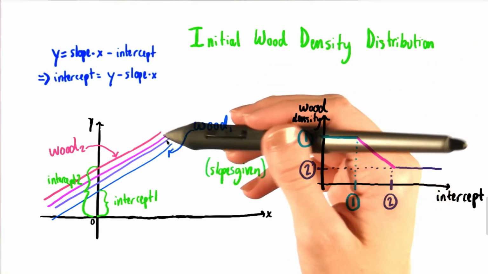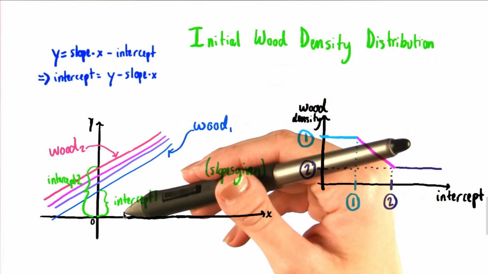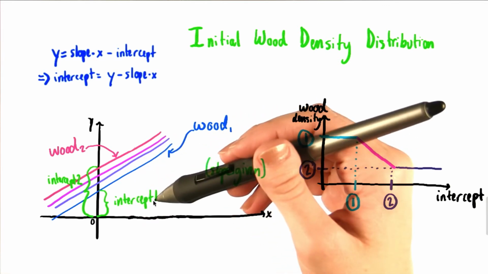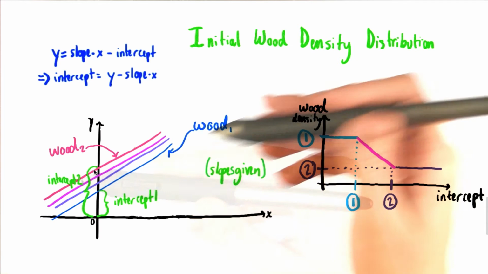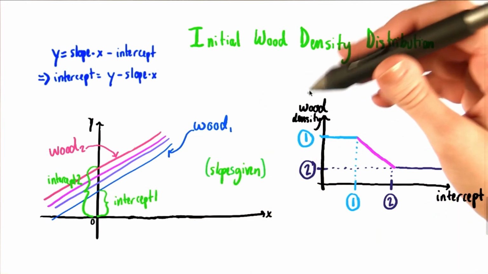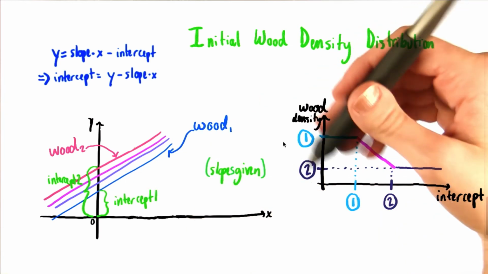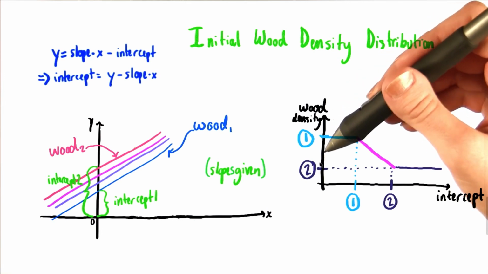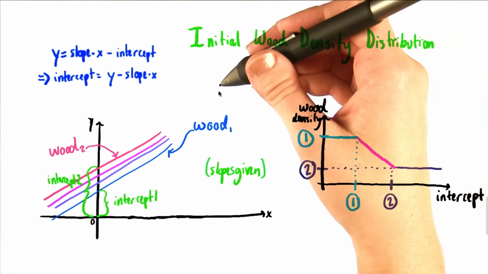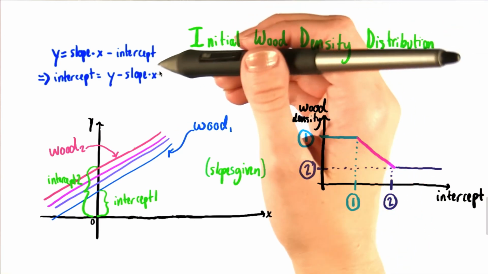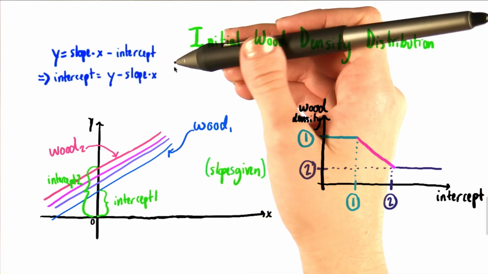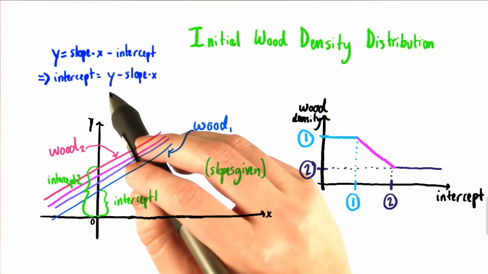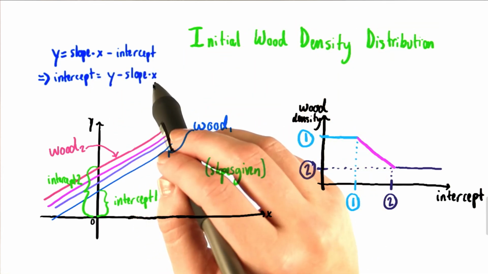Now, all of these lines are parallel to one another, and we've given you the slope in the code. So that means that the only factor differentiating them from one another is their y-intercepts. If we make a graph of wood density versus y-intercept, then we get something that looks like this. You can see that we're only letting wood density vary between wood_1 and wood_2 right here. Another hint that might be helpful is that you can solve for the y-intercept of a given line by saying that the y-intercept equals some y value minus the slope times the x value at that point.